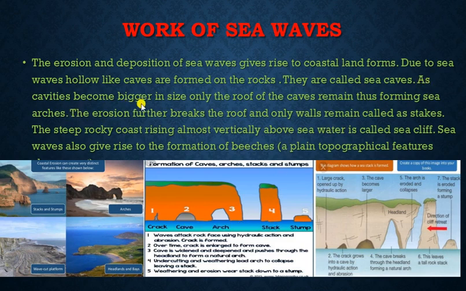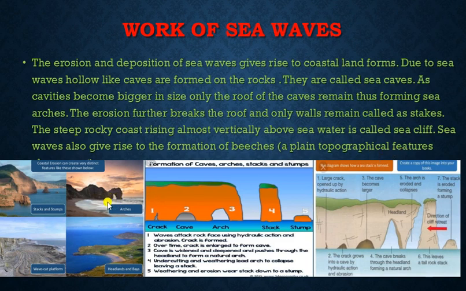As cavities become bigger in size, only the roof of caves remains, thus forming sea arches, as is here. The erosion further breaks the roof and only walls remain, called stacks. These are called stacks. The steep rocky coast rising almost vertically above the seawater is called a sea cliff. Sea waves also give rise to the formation of beaches, plain topographical features.